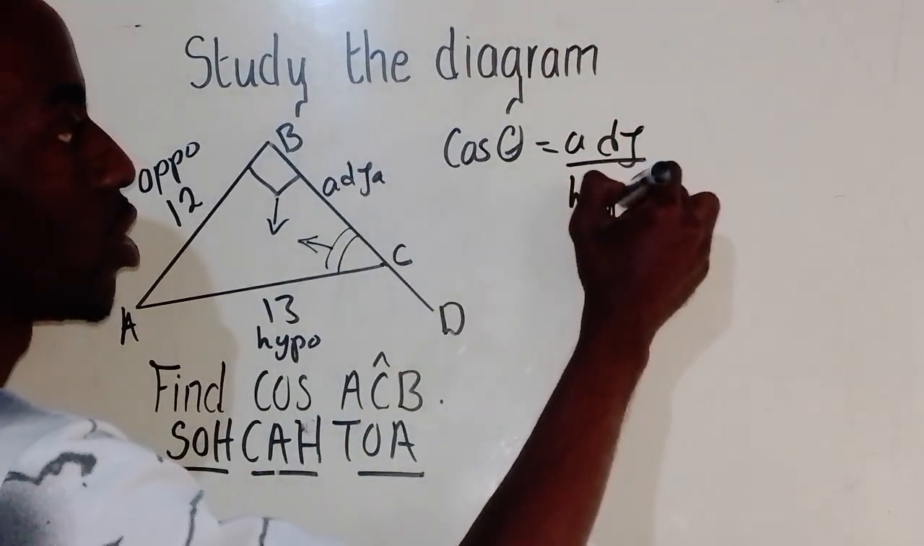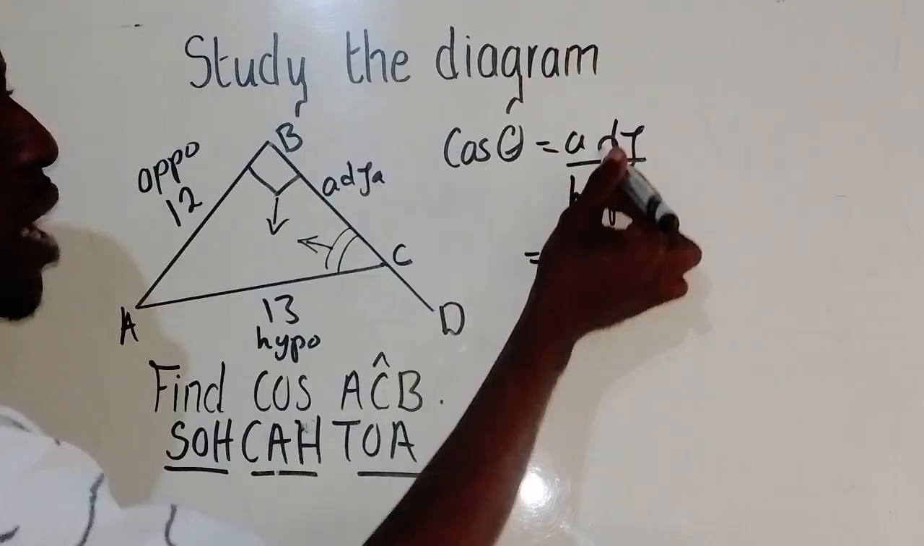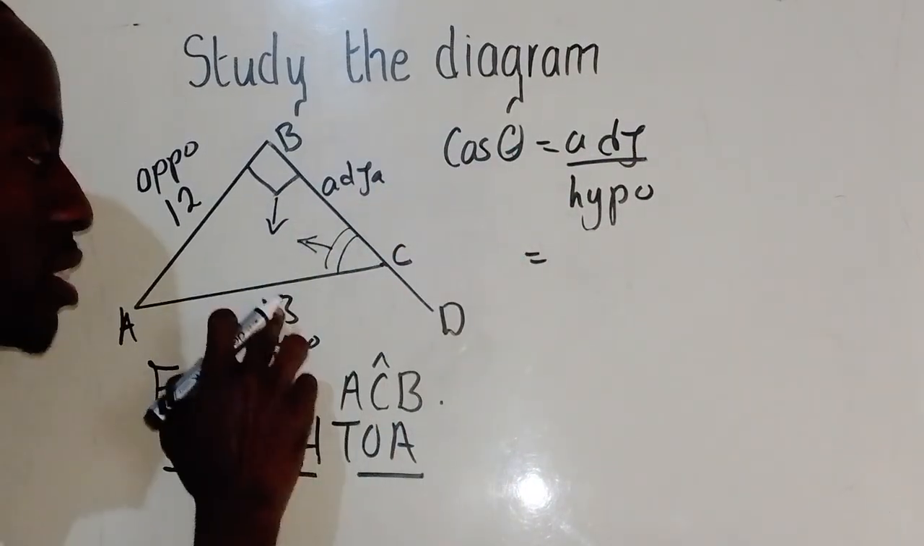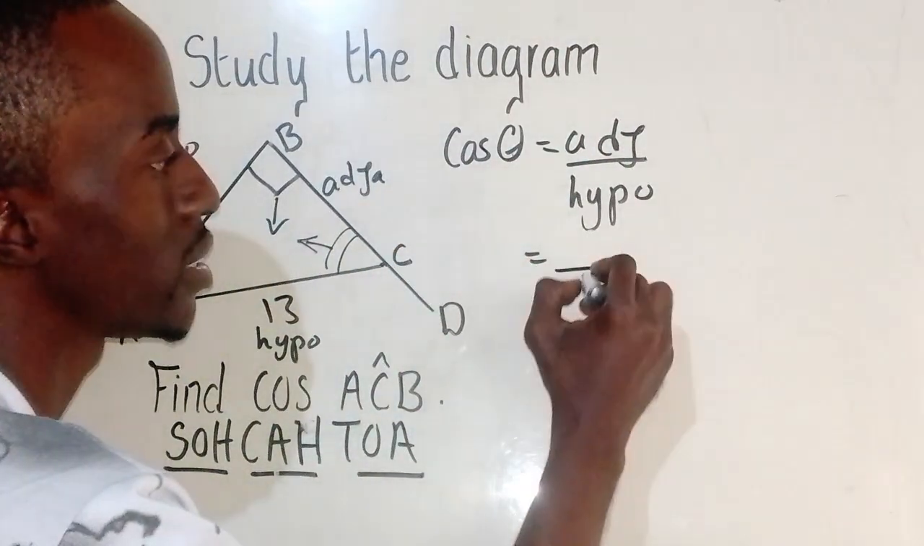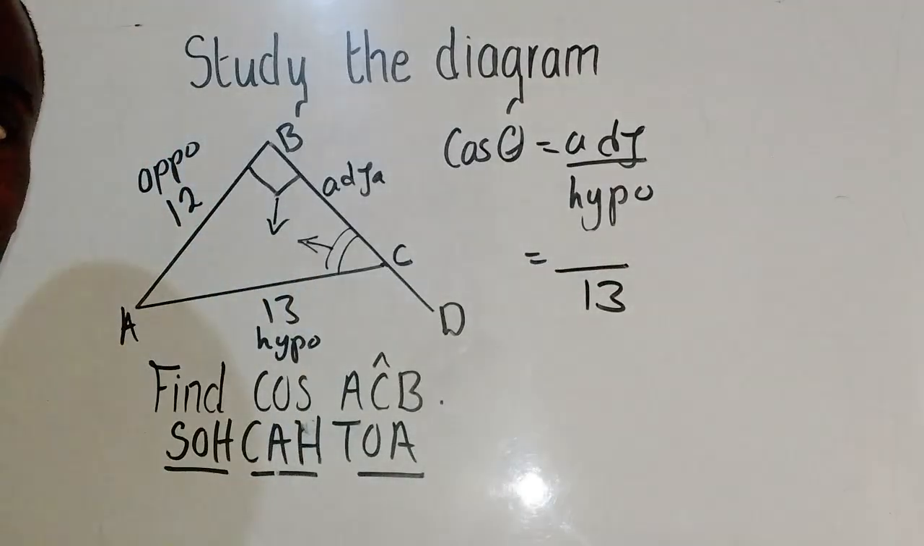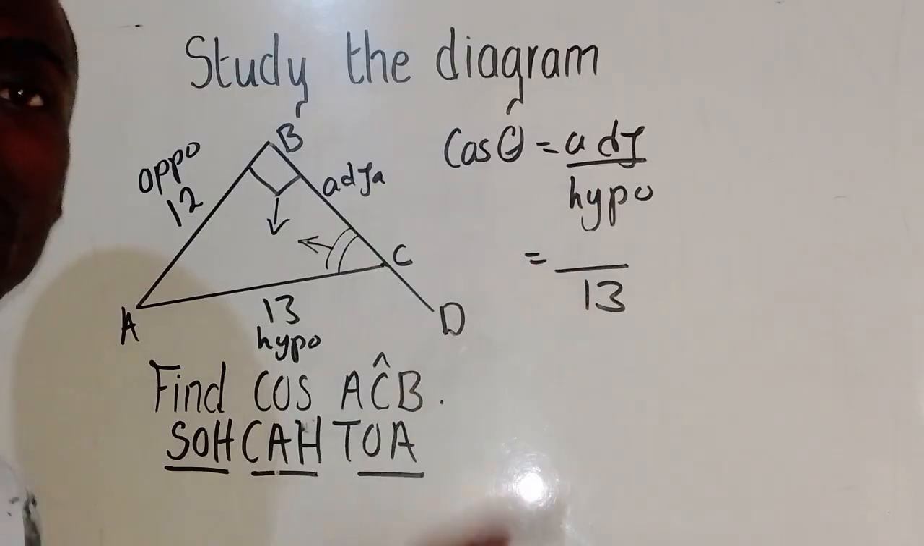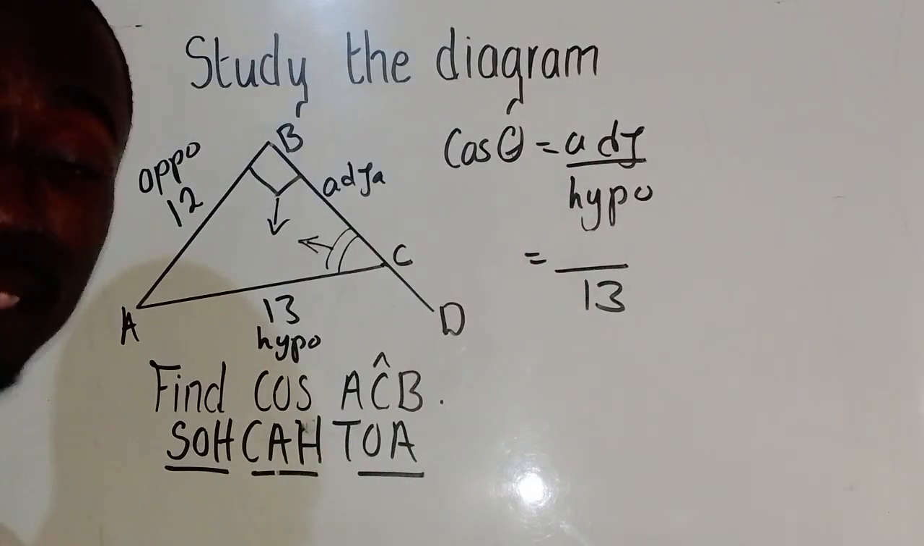Now, are we given the adjacent here? No. Are we given the hypotenuse? Yes. So you say over what? 18. I hope you are following. Now, how can we find the adjacent, which we're supposed to put here? We use now what? Pythagoras.